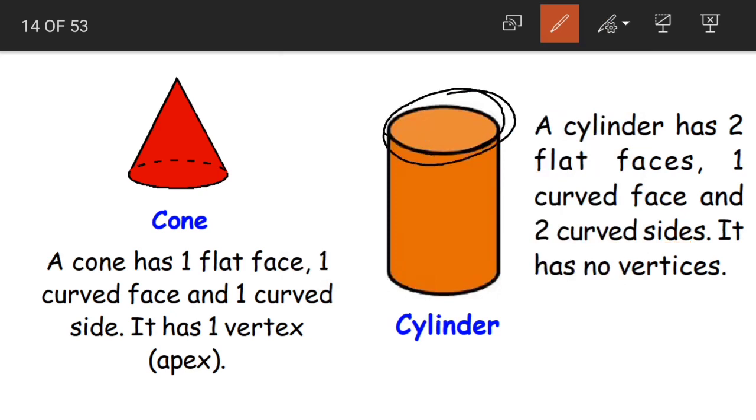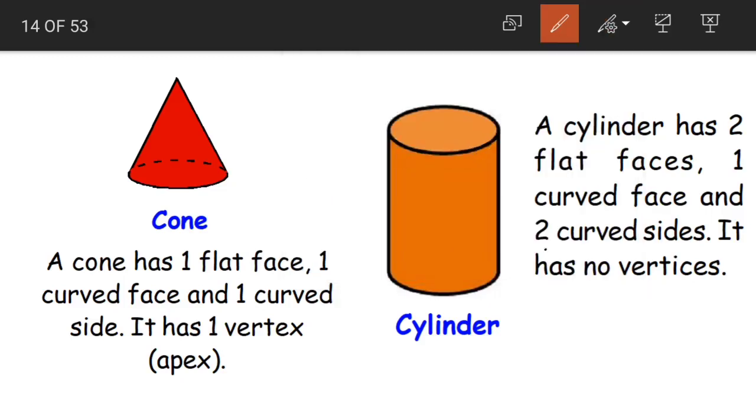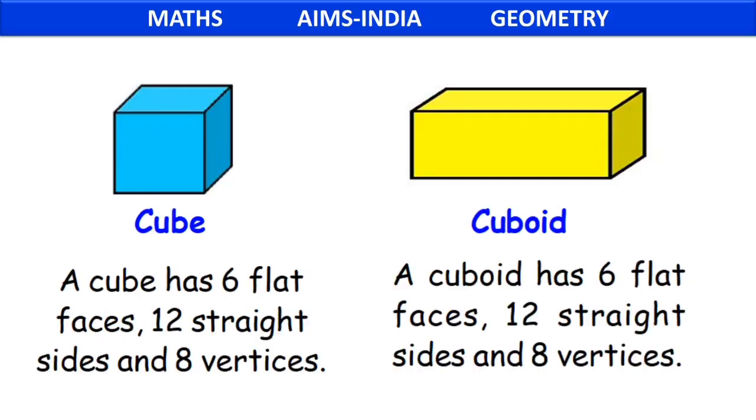See, it is a curve. It is not a straight line. Yes, both the two sides that our cylinder has are curved. So our cylinder has two curved sides. What is a side? Side is where two faces meet. Now coming to vertices, it has no vertex.